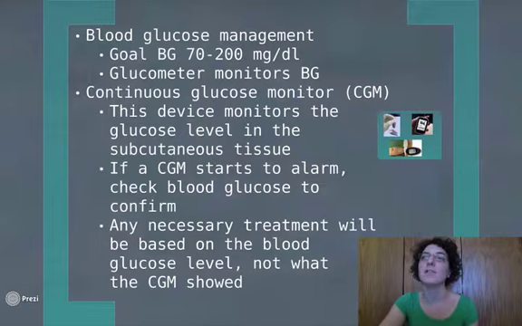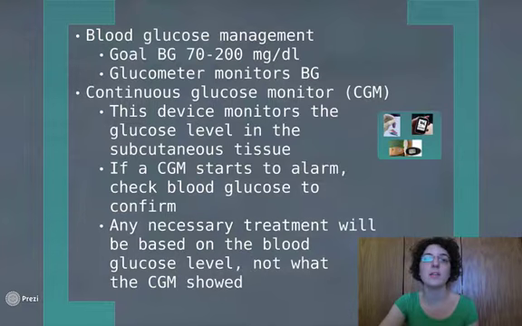So for general purposes, the blood glucose level should be between 80 and 150, but for our campers at Camp Sealth, we have a little bit of a wider range, and we'll try to keep their blood glucose between 70 and 200.